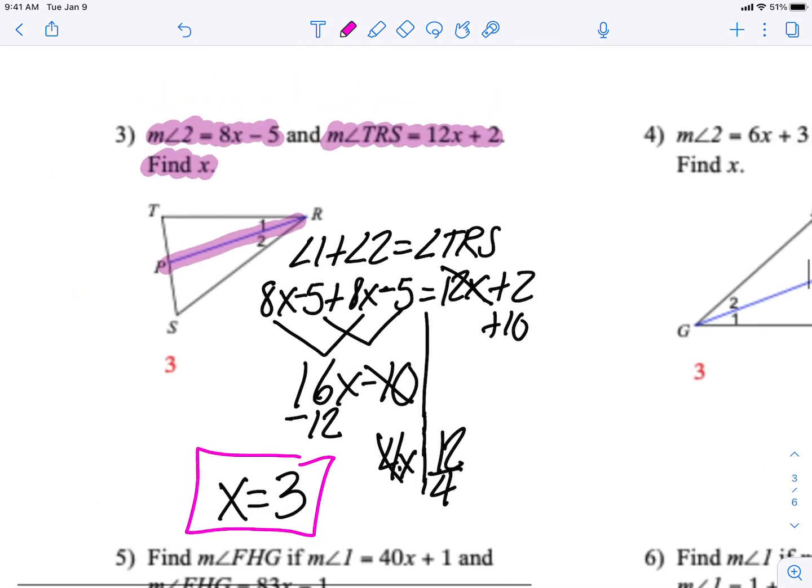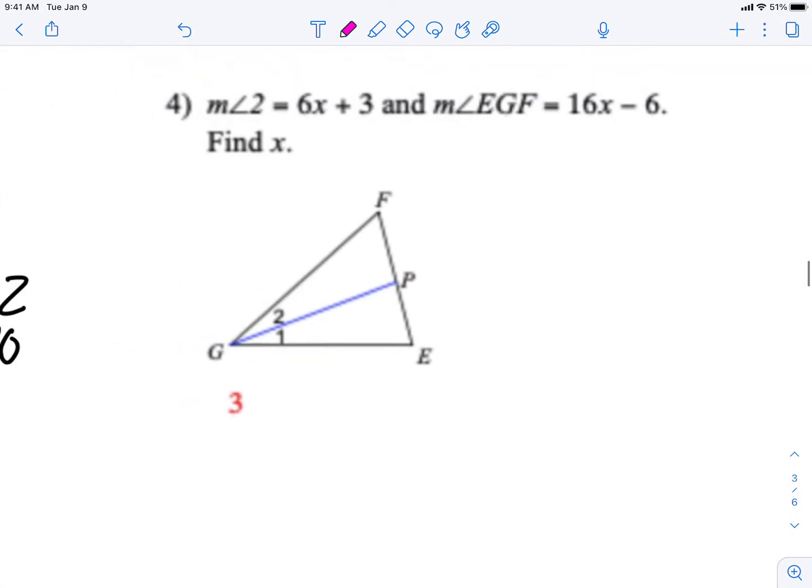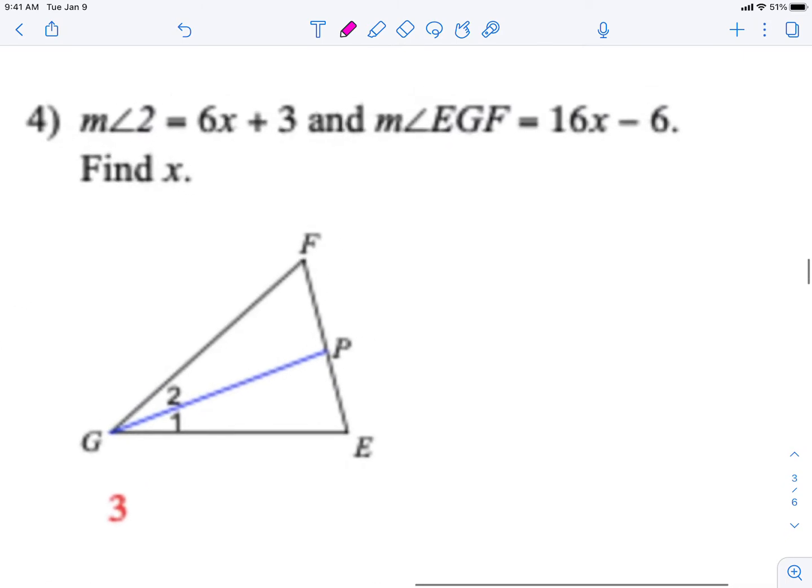There you go. Look at that. That's number 3. Find x. We found x. All right. Okay. Let's do number 4. So number 4 is saying angle 2 is 6x plus 3.